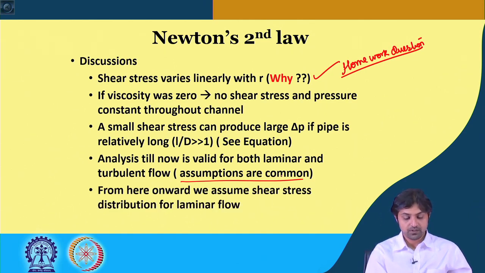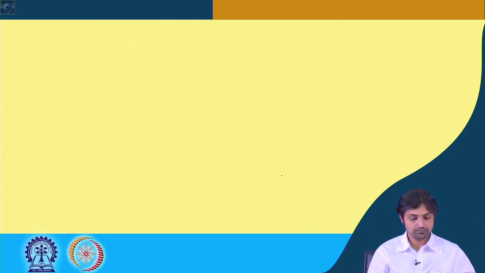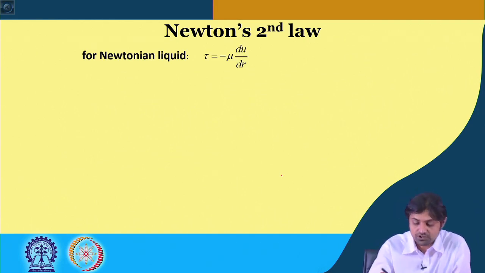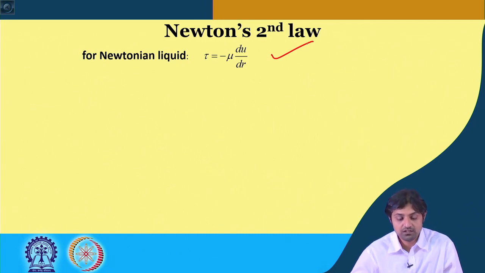All right. From here onwards, in the next derivation, we would assume that the shear stress distribution is for laminar flow. So, for a Newtonian liquid, for laminar flow, this is the shear stress distribution we have seen. Tau is written as minus mu du dr. You remember this? All right.